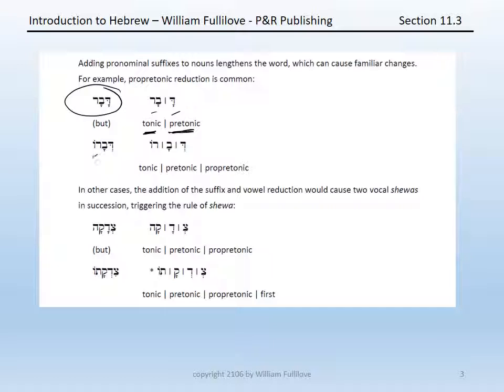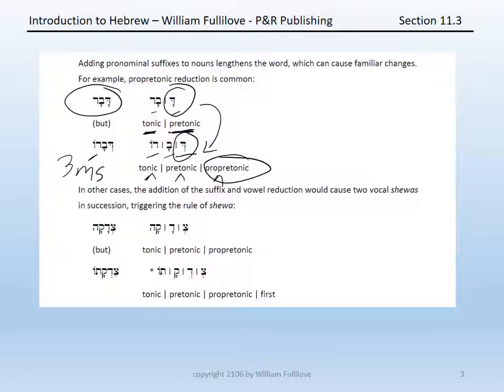The addition of the suffix o, third masculine singular, will lengthen the word. We now have a three-syllable word, de, va, ro. Ro is now the tonic syllable. The pretonic is va, and the propretonic is de. Recognize in that type of situation, we have had a reduction. The qamets of the initial first syllable, now that it is propretonic, has reduced to a vocal schwa.